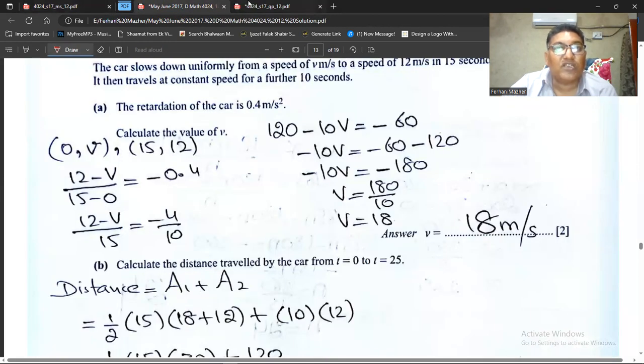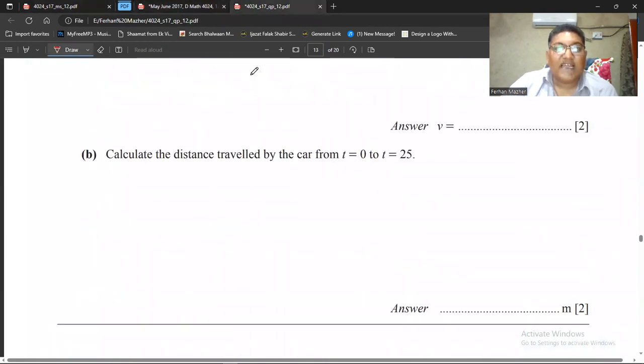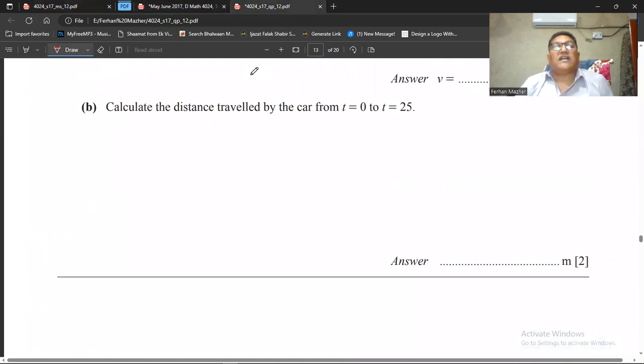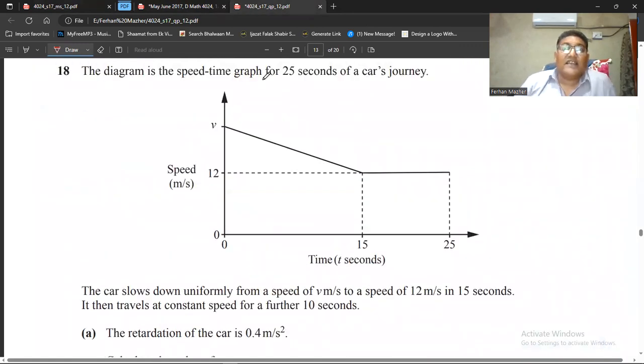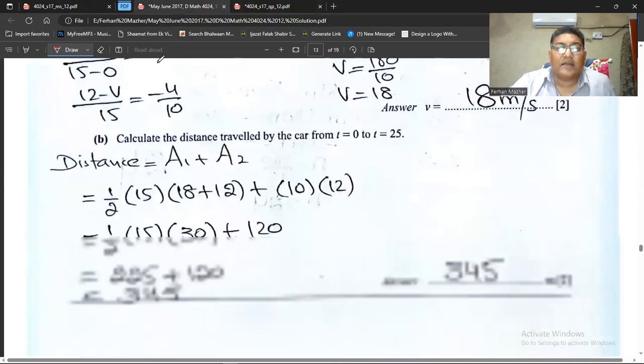This is the solution. Okay, then he says calculate the distance traveled by the car from t equals 0 to t equals 25. You know how you can find the distance. The area under the speed time graph is equal to the distance traveled. So this is a trapezium and this is a rectangle. Just find their areas and add them up.